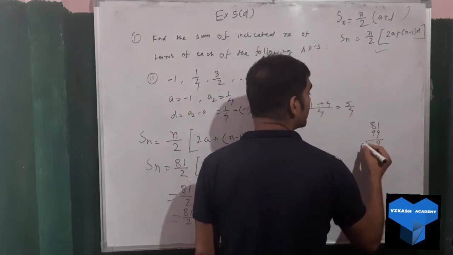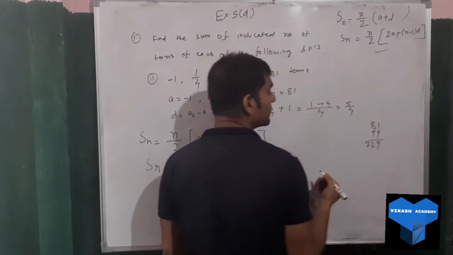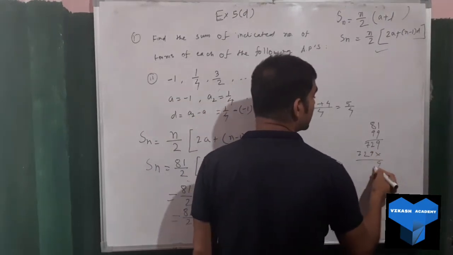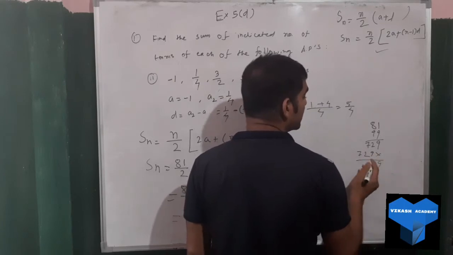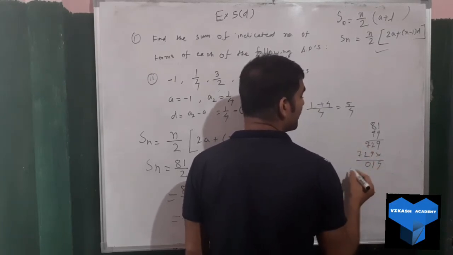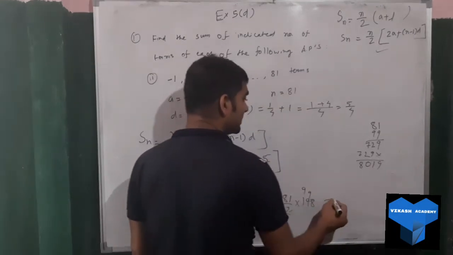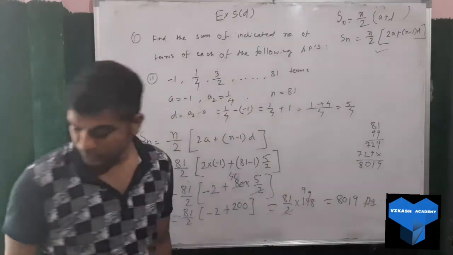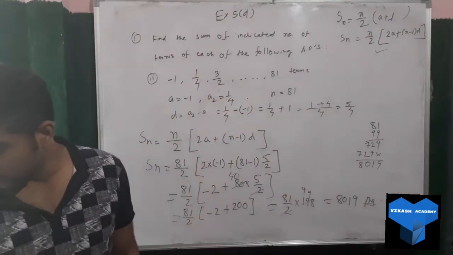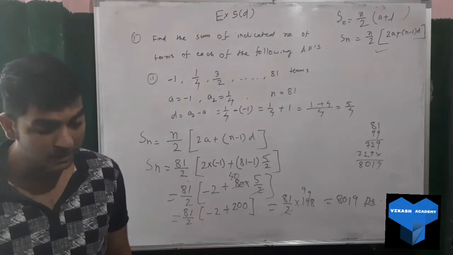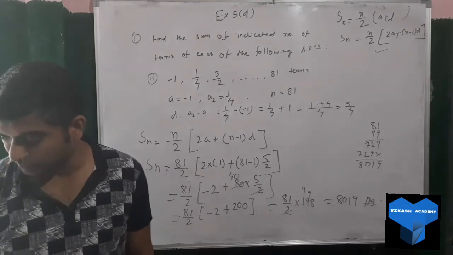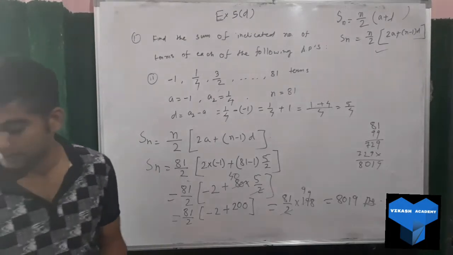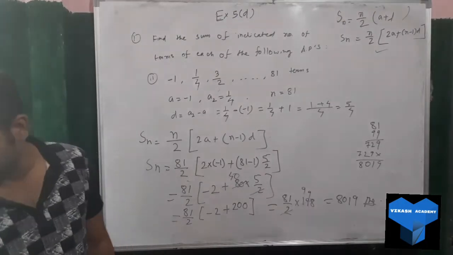Multiplying, we get 8019 as the answer for this question. But the answer given in the book is 3969. So we will look at this question again. The answer in the book is different.